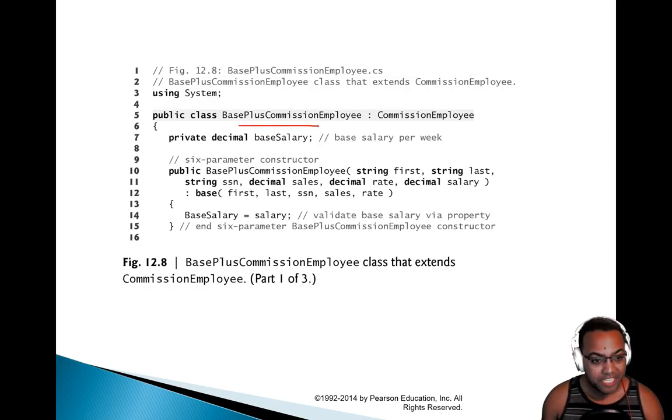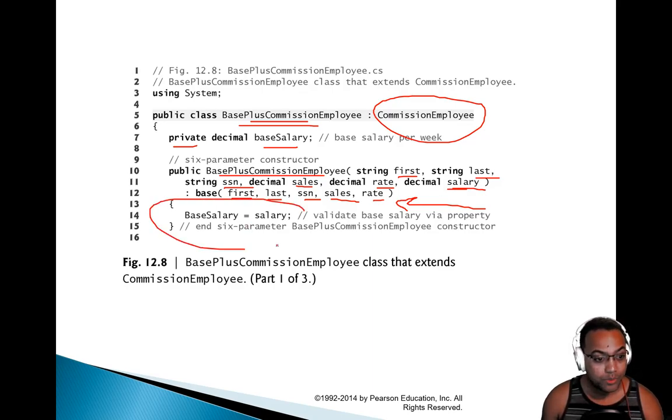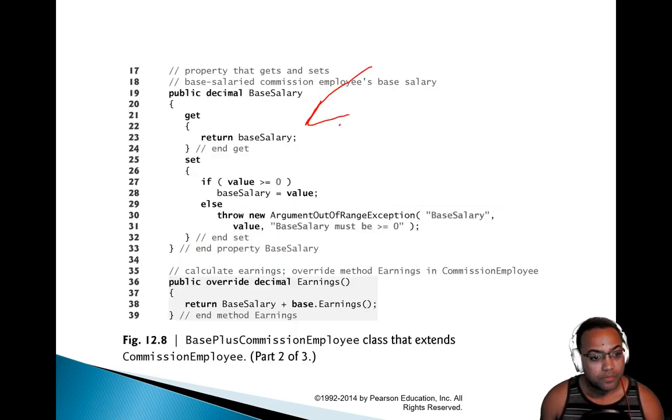So base plus commission employee is inheriting from the commission employee class. What the base plus commission needs is base salary, and it's using base salary as a private accessor. The constructor for base plus commission employee needs the first name, the last name, the social security number, the sales, the rate, and the salary. But because the base class is giving us the first, last, social security number, sales, and rate, all we really need is the salary. So we pull the salary and we place it into the public property base salary. There you go. Base salary gets the private variable when it needs to return the value.